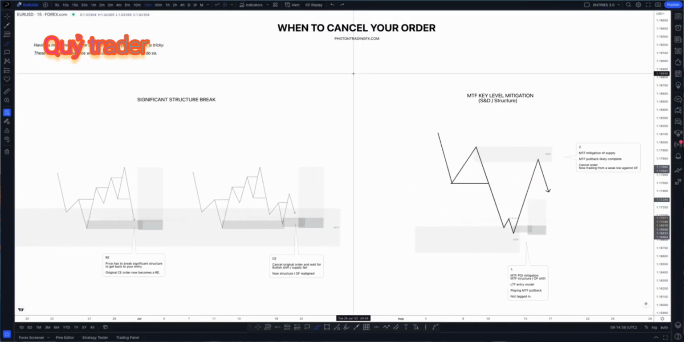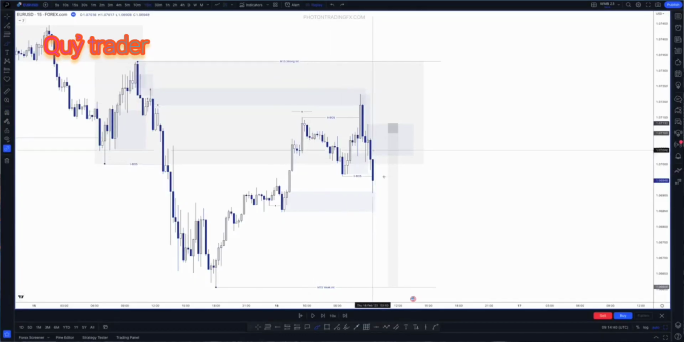So we shouldn't be too concerned about that, especially in this scenario, where we have everything aligned. So this would be a scenario in which I would say it makes sense to leave your order on, okay? Now, as we come into this level, could you potentially look for a quick long on the M1 to play the pullback? Yeah, of course. So let's jump into that and look.